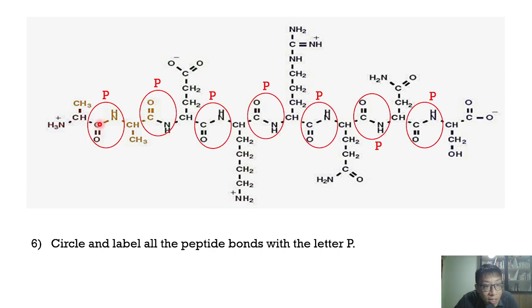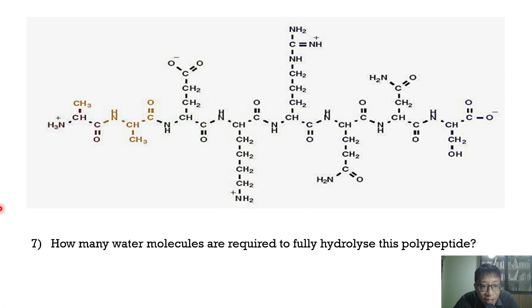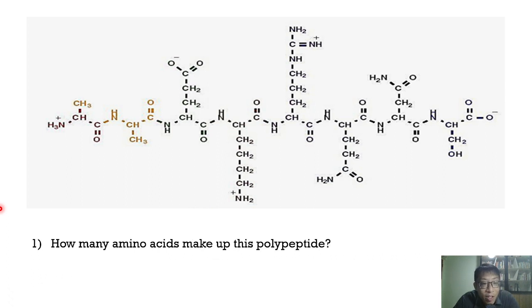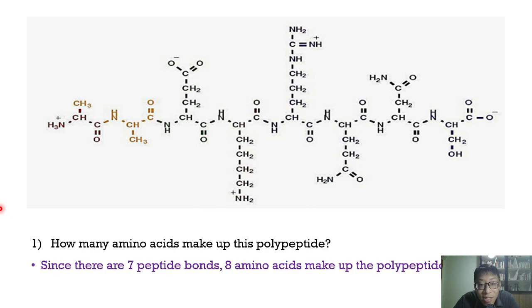Remember, the peptide bond is the CO and NH, so the entire thing is the peptide bond. You can see that there are 7 peptide bonds. So when there are 7 peptide bonds, the number of water molecules required to hydrolyze this peptide would be 7, to break 7 peptide bonds. And because there are 7 peptide bonds, going back to question 1, we can straight away conclude that there are 8 amino acids that make up this polypeptide.